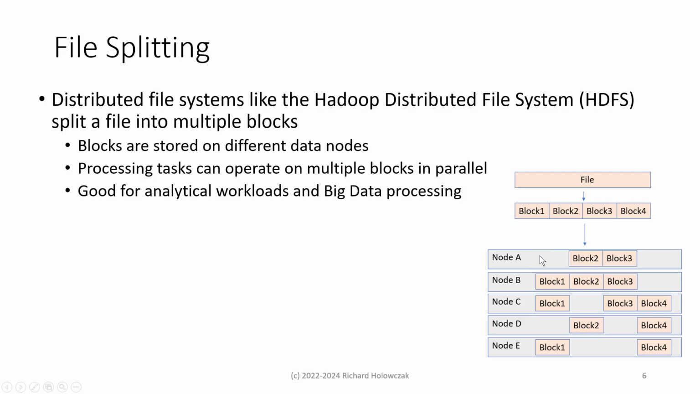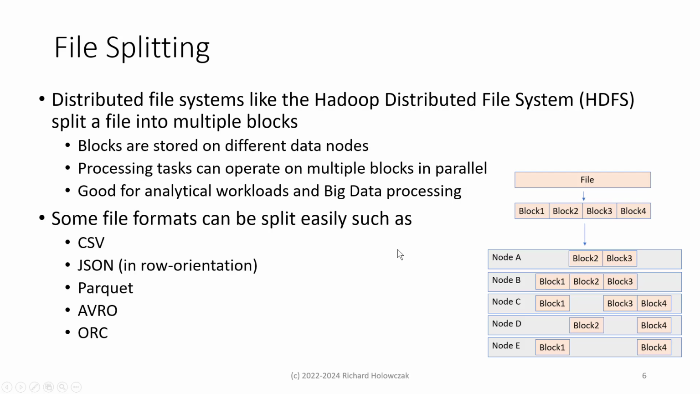So not only does this help speed up processing, but it also gives us some resiliency. If node E were to fail, we still have copies of those blocks on other nodes. When we want to process this file, we can work on, say, node B to work on block 1, node A to work on block 2, node C to work on block 3, and node D to work on block 4. And this processing work can be done in parallel, what we sometimes call parallel processing. This is great for analytical workloads and great for data processing.